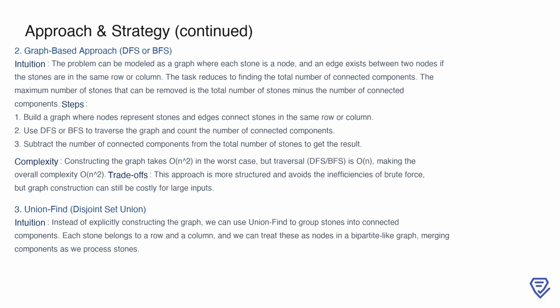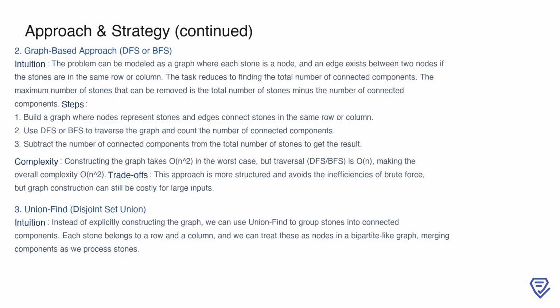Now, let's explore a more structured alternative, the graph-based approach using either DFS or BFS. Here, we model the problem as a graph where each stone represents a node, and an edge exists between two nodes if the stones lie in the same row or column. The key insight is that this reduces the problem to finding the total number of connected components in the graph.